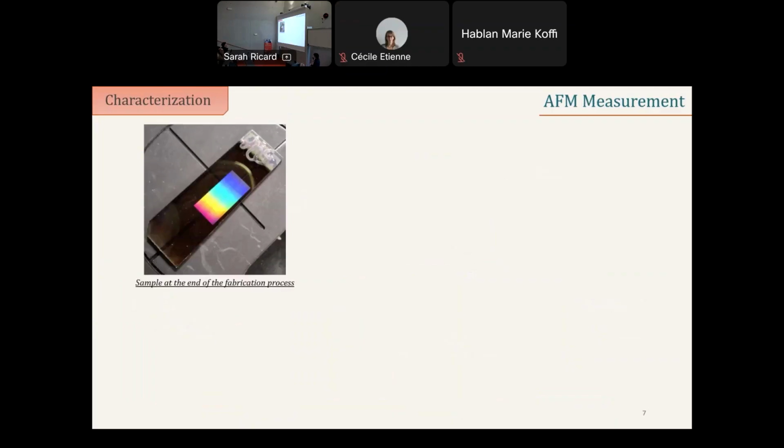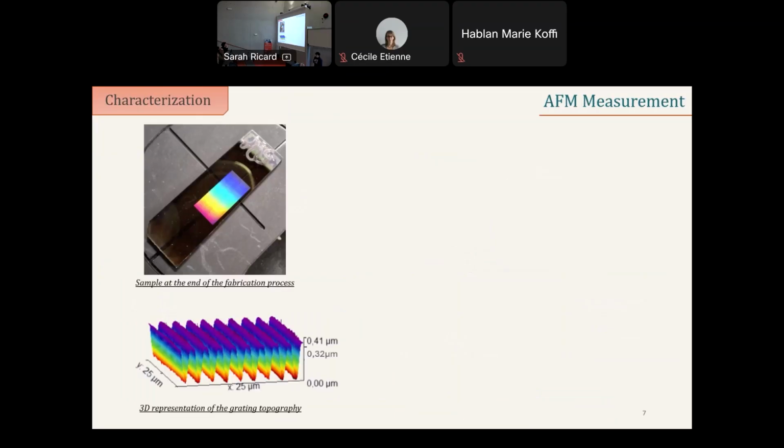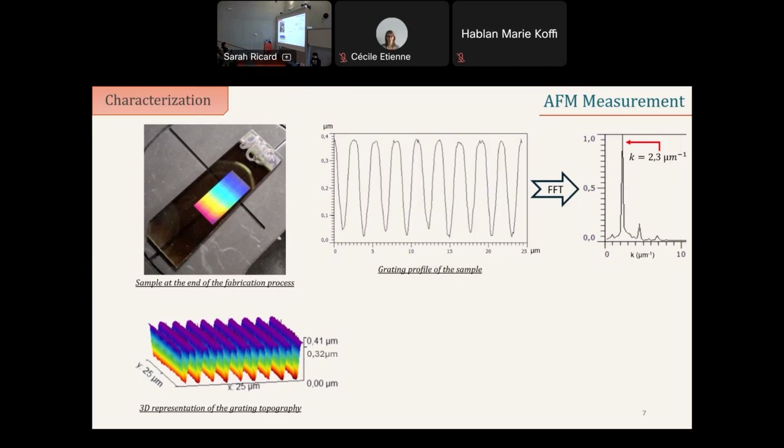So here is an example of one sample after etching. We observe the grating with the specular diffraction. So it's a nice area. In this area, we use an atomic force microscope to do observation and measurement. First we have the topography of our layer. Then we have access to the profile, and with the FFT module, we can have access to the period of our grating.